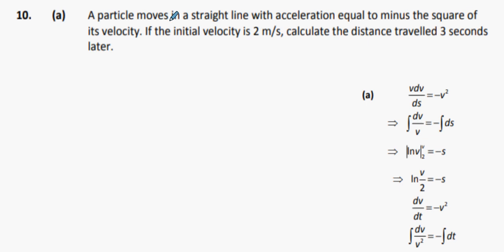Okay, let's start off with a, its acceleration. Acceleration is equal to minus the square of the velocity, so just a equals minus v squared.